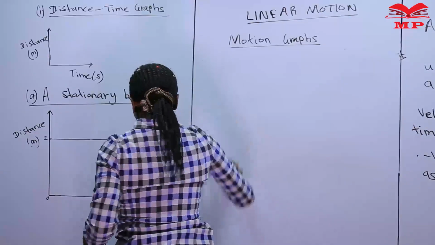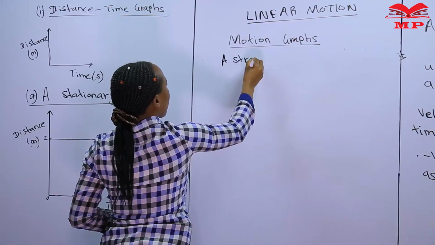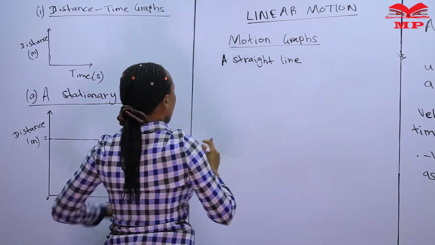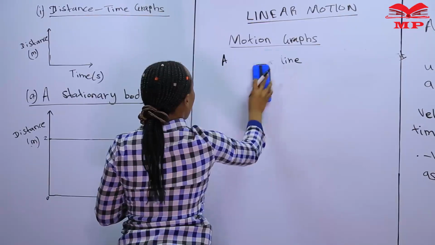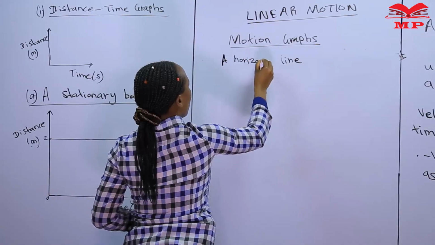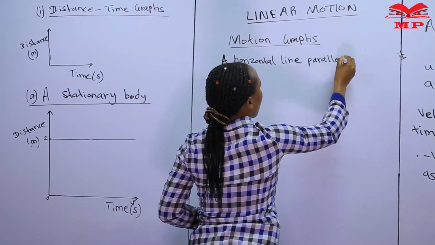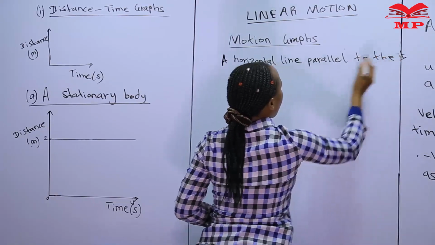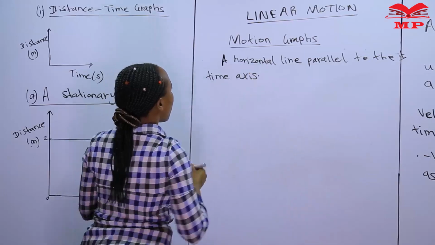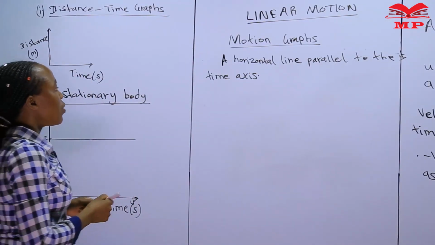For a stationary body, therefore, we can say that it is a straight line, a horizontal line, parallel to the time axis. So you can see that the distance is not changing as the time changes.